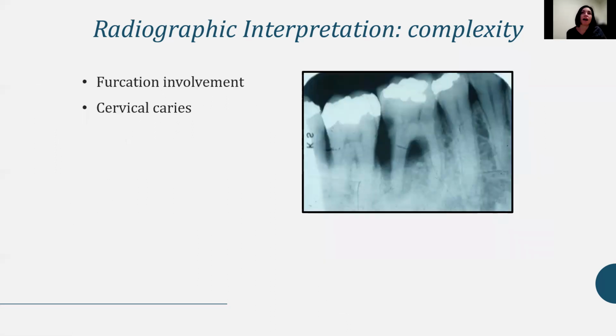So here we have an example of advanced furcation involvement, and then you can start to see a shadowing. This is just the beginning of some furcation involvement. And then we can see some cervical caries right here, how it's dark right below the CEJ, pretty defined margins. So there's some cavity forming there.